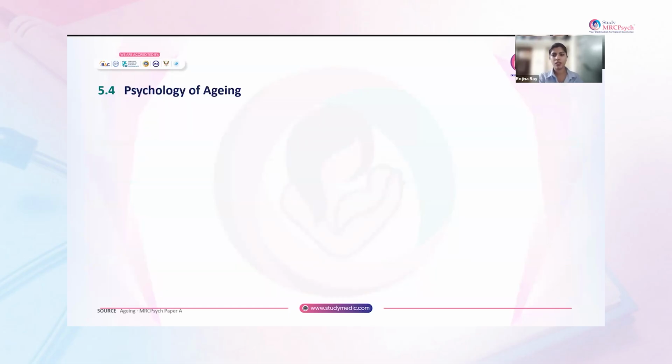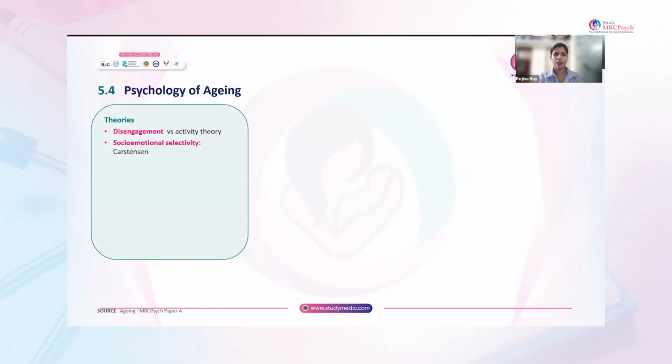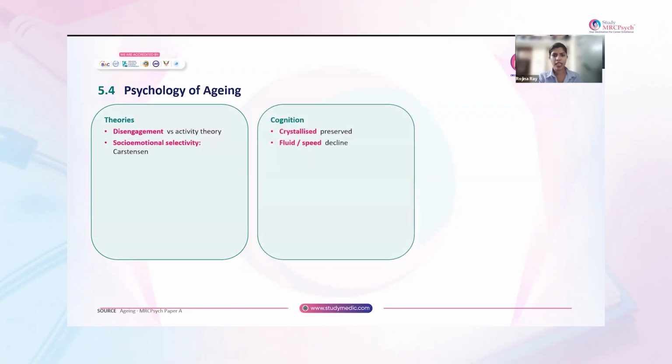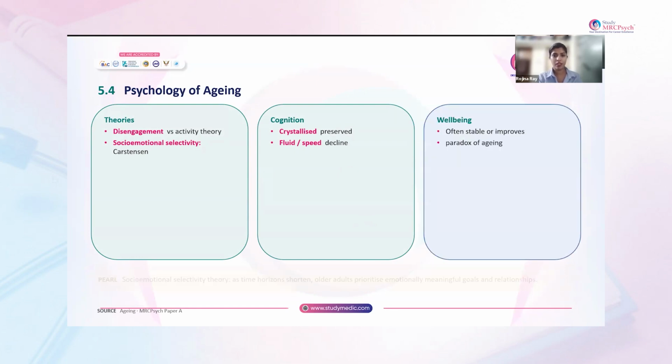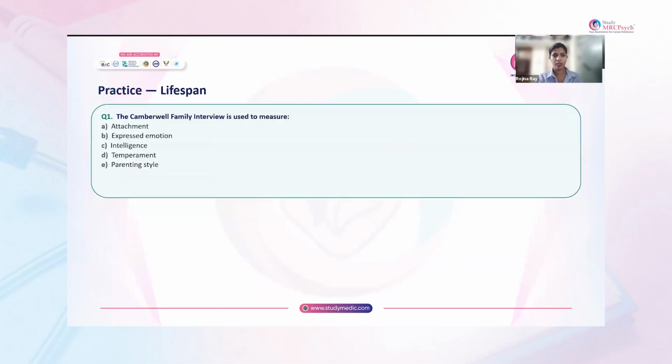Now, coming to the psychology of aging. As I've already discussed, as we age, we see a decline in fluid intelligence, like processing speed or memory, while crystallized intelligence is well preserved. So let's try to solve a few questions from this section.